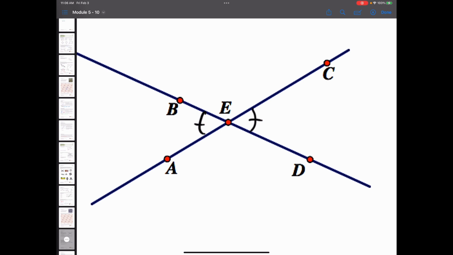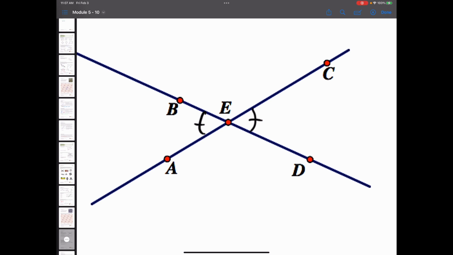What is it called when we have two angles that make up a straight line? Supplementary. They are supplementary, but there's an even more specific name for it. A linear pair. Okay? So we know about linear pairs that they add up to 180.